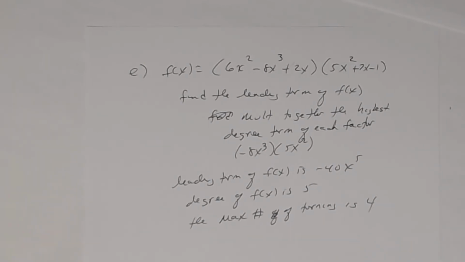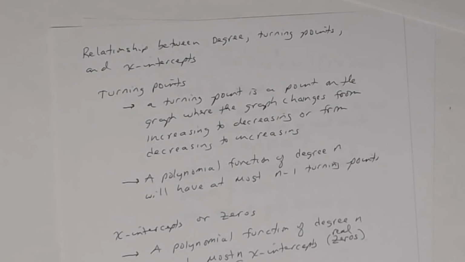Let's see if there's anything else we need to talk about. Okay, so I think we have it. This is it. So that is the relationship between the degree of a polynomial and the maximum number of turning points a polynomial can have and the maximum number of x-intercepts. All right, so that's going to be the end of this lesson.